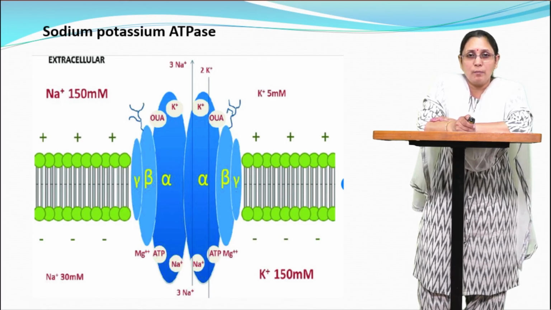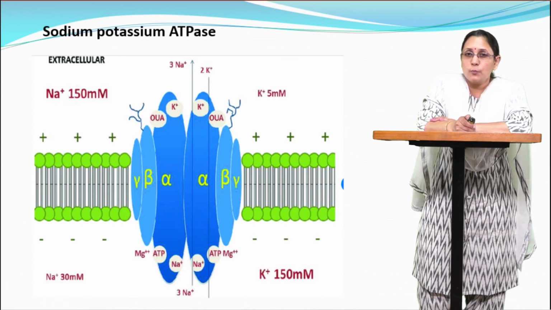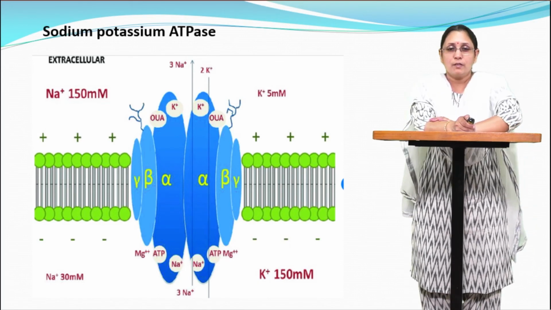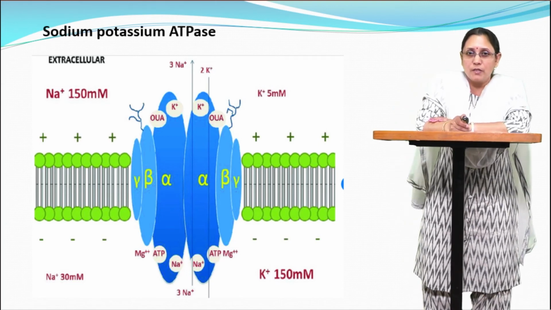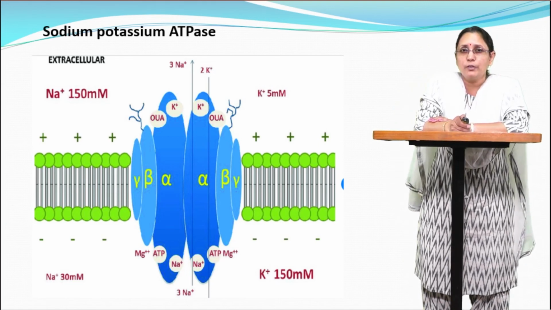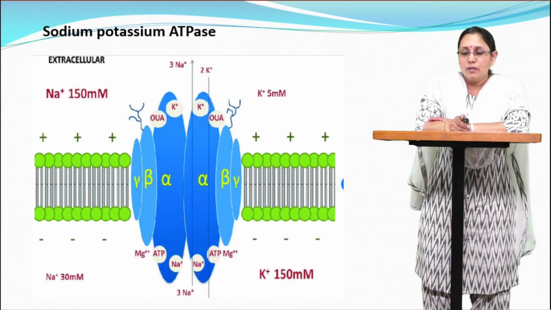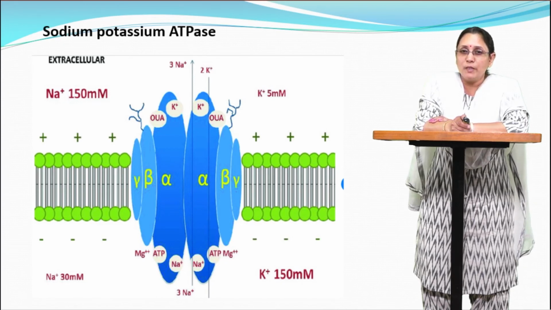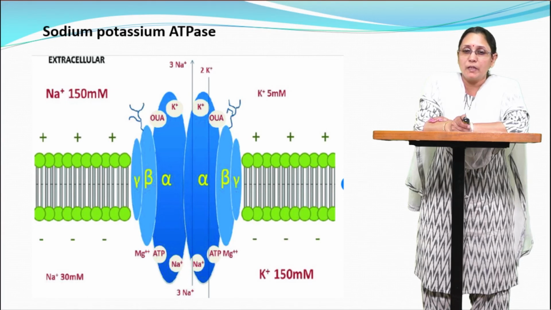Here it helps in the transportation of minerals, especially sodium and potassium. How does it work? If you talk about the structure of this ATPase molecule, as I told you, it is a globular protein. It is made up of different globes: 2 alpha chains, 2 beta chains and 2 gamma chains, where each subunit or chain is responsible for a particular function.